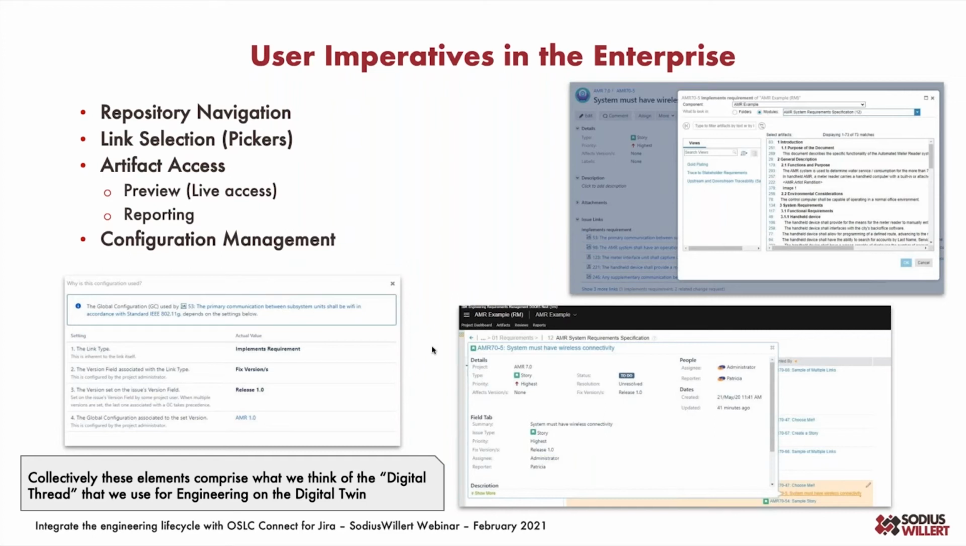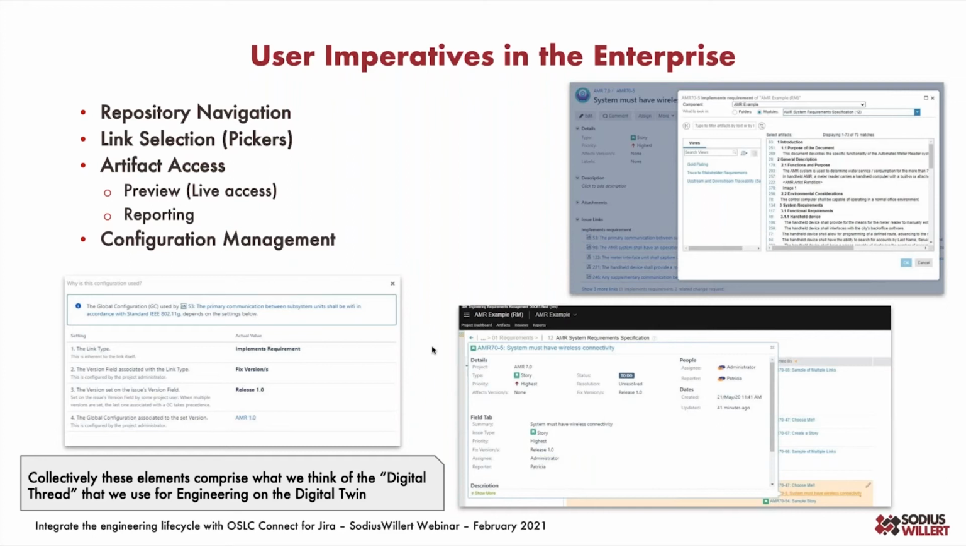We want to have the ability to pick the artifacts we want to link to, so see into those other repositories. And we want to have access to the artifacts, whether it's a rich preview that we can see artifacts from, say, Jira when I'm sitting within my DOORS Next environment, or whether it's reporting where I can actually provide some audit support or other needs that I have to share with others via traditional reporting, and all of this within a configuration management environment. Those are the things that we're looking for. That's what our users need to be successful.